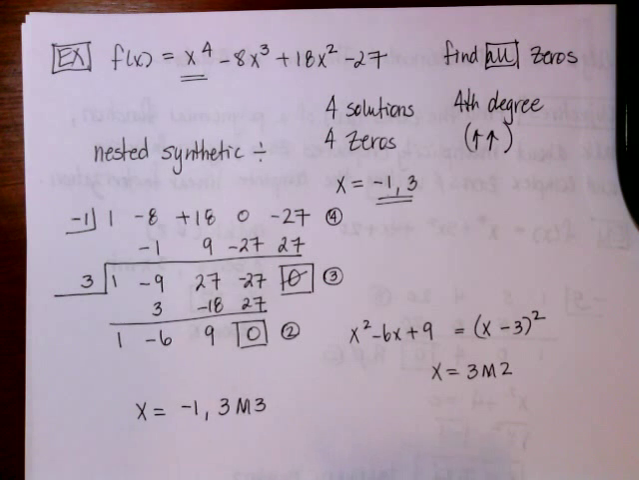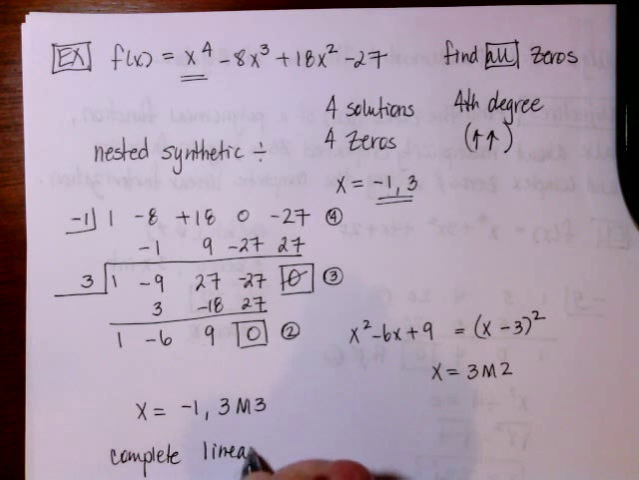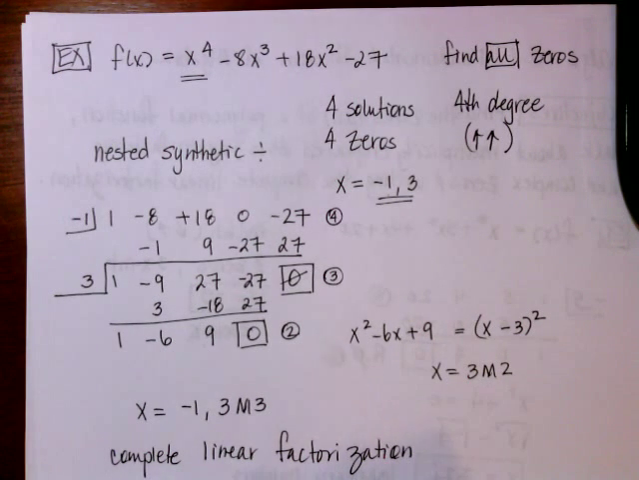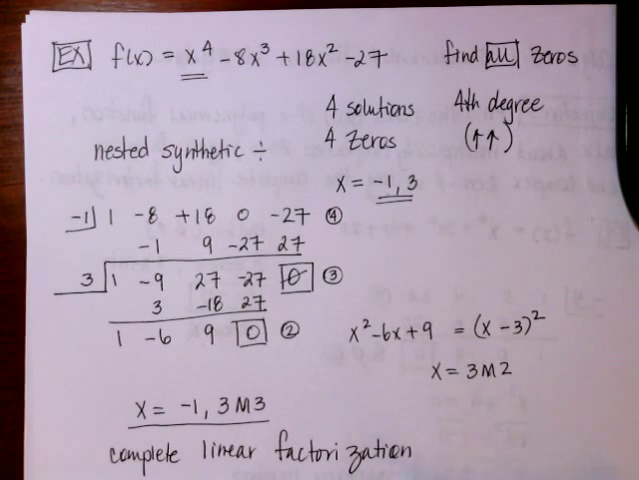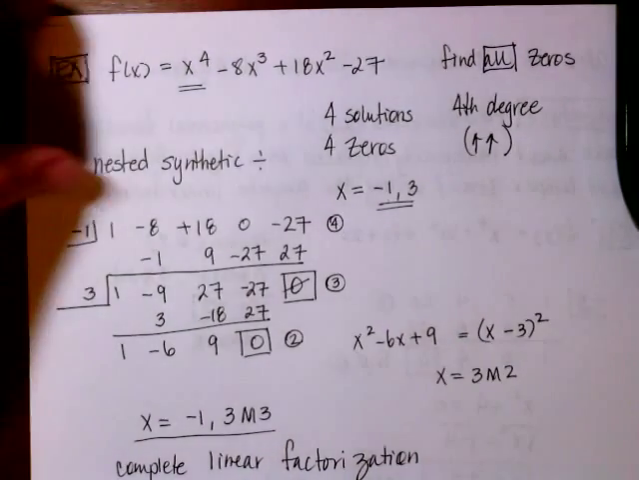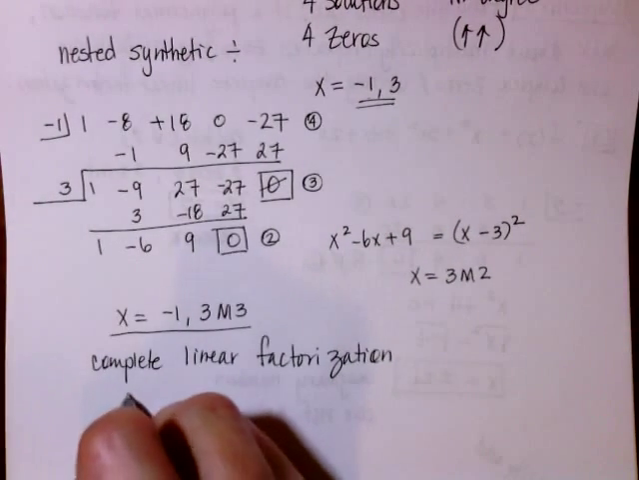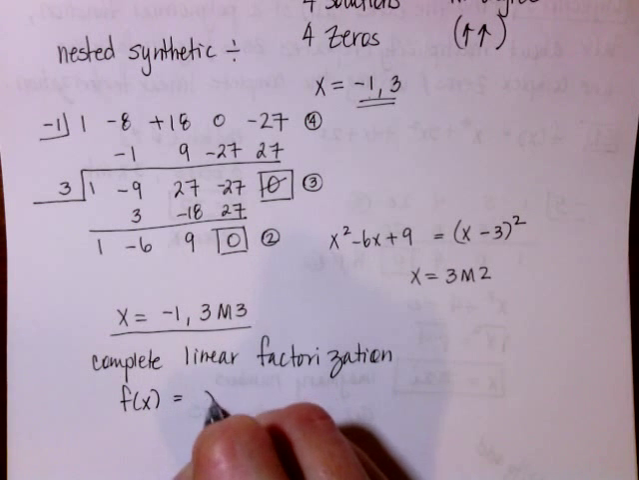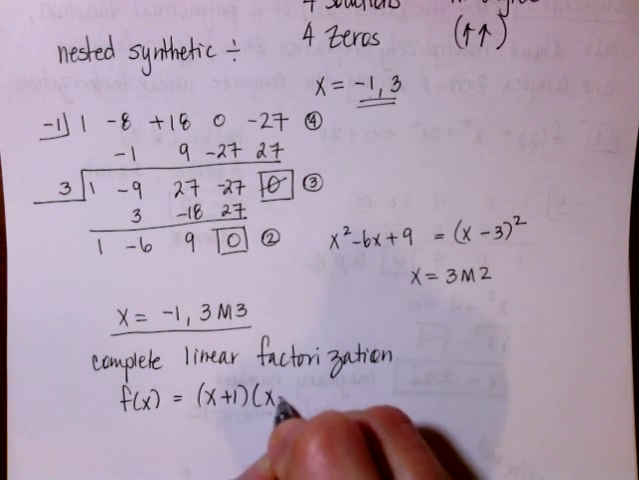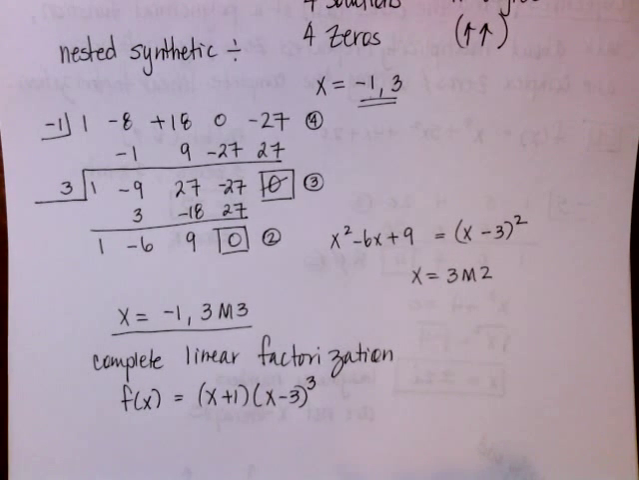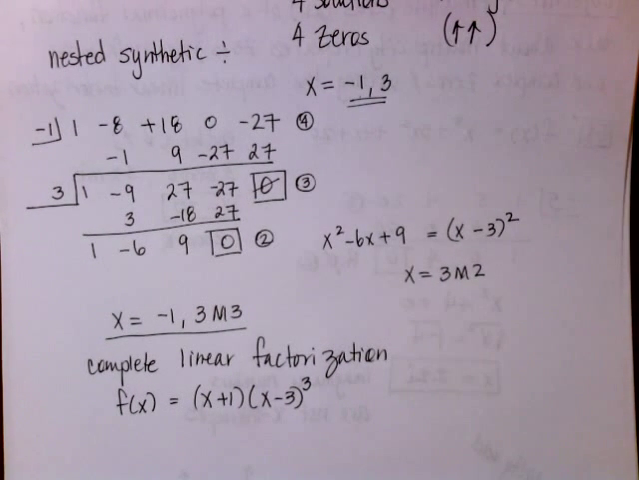So now I'm going to do the next step. I'm going to write the complete linear factorization. So you have to pay close attention to what the book is asking you to do. Sometimes they will say find all zeros, and you would just list your zeros. And then sometimes they may say write the complete factorization, and if they do, then you have to include the next step. So this would be my complete linear factorization. My factors would be x plus 1 and x minus 3 to the 3rd. And that would be the complete linear factorization for our polynomial of x to the 4th.